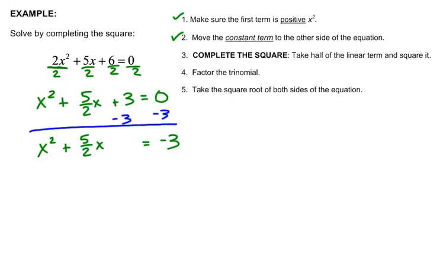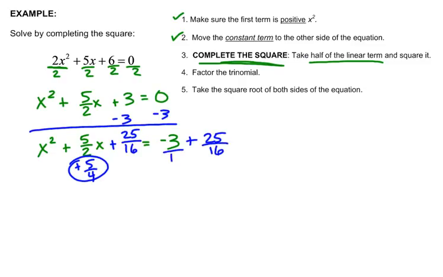Then we are going to complete the square by taking half of the linear term and squaring it. Half of 5/2 would be positive 5/4. Remember, you just double the bottom number. Now when we square positive 5/4, we're going to get positive 25/16. So we are going to be adding 25/16 to both sides.